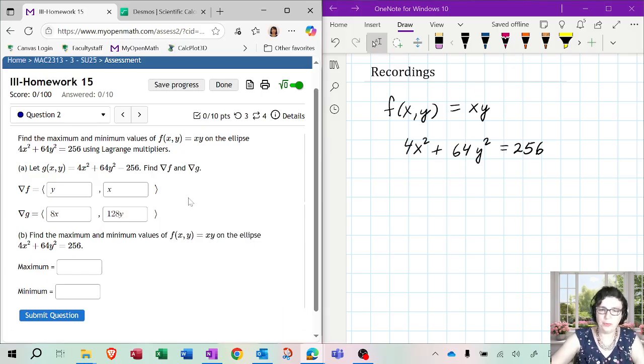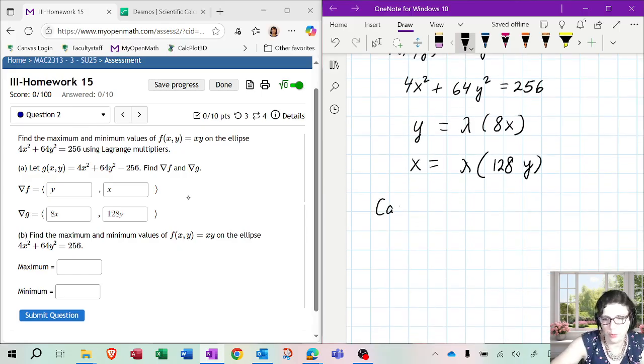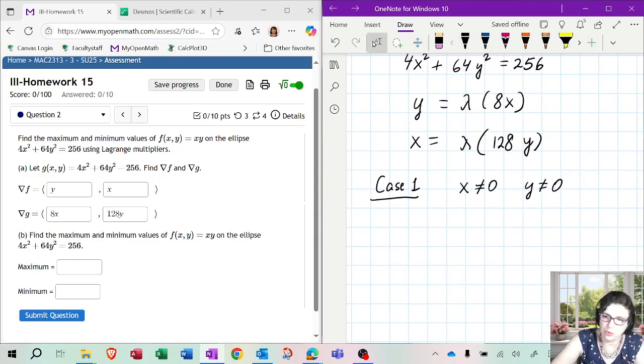Okay, so here you do have to worry about the possibility of one of the variables being 0. So we are going to be careful with that. So we know that y should be some kind of constant times 8x. And we also know that x should be the same constant times 128y. First, let's just look at case number 1. Case number 1 is that both x is not 0 and also y is not 0. And then we're going to see what happens later on if they are. But right now, let's assume they're not.